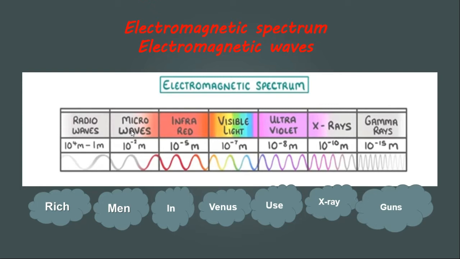So what is the sentence? Rich men in Venus use X-ray guns. If you memorize this sentence, you're going to remember the order of the electromagnetic spectrum: radio wave, microwave, infrared, visible light, ultraviolet, X-ray, gamma rays. Okay? As I said, it's optional. It's up to you if you want to use it or not.